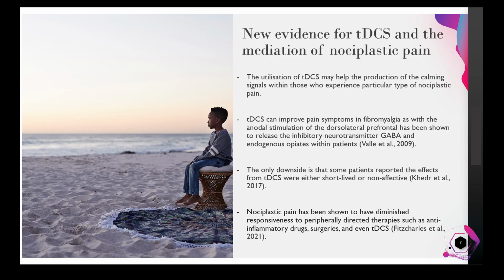With the usage of tDCS, we can expect that it may help in the production of these calming signals within those who experience nociplastic pain. For example, it has been shown that with the usage of tDCS, it can improve pain symptoms in fibromyalgia, as the anodal stimulation of the dorsolateral prefrontal cortex has been shown to release inhibitory neurotransmitters such as GABA and endogenous opiates within patients. The downside to this is that some patients frequently stated that their experiences of alleviation from tDCS were either short-lived or non-effective.